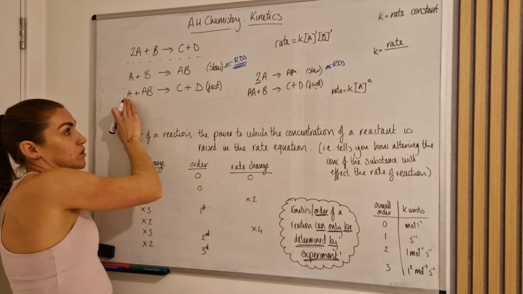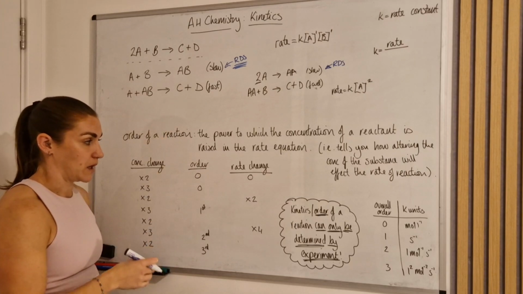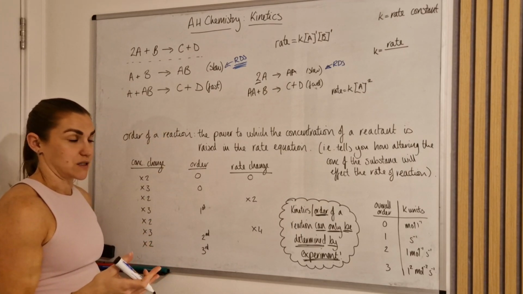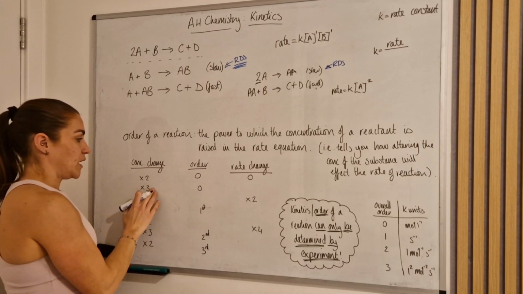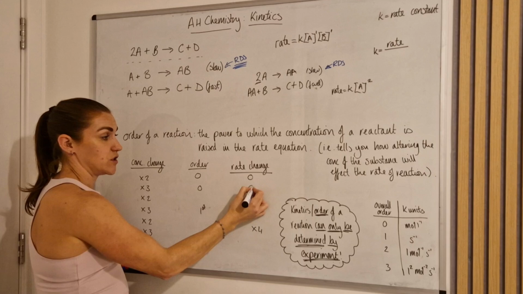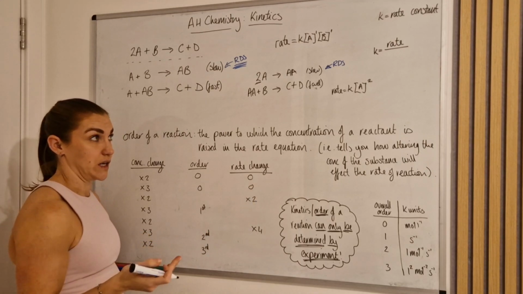Therefore, anything that's 0 order does not get included in your rate equation, just like this 1 molecule of A here wasn't included because it's in the fast step. So anything that's 0 order means it doesn't affect the rate, and therefore it must be in the fast step of the reaction. If you then triple the concentration of a reactant that's 0 order, your rate change is still going to be 0, because as we said, the concentration of that reactant has no effect on the rate of the reaction.